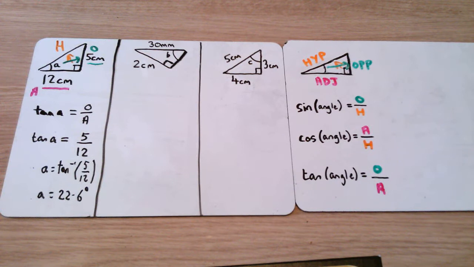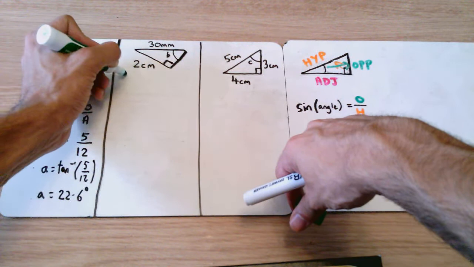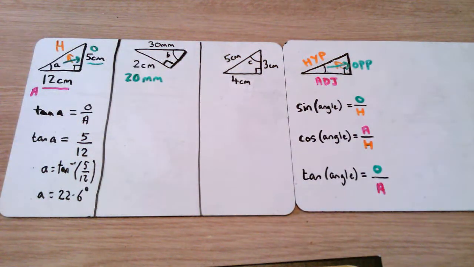Now, the next one has an issue already within the diagram. Have you identified what it is? It is the fact that the lengths are not in the same units. If you are going to tackle a question like this, because sine, cos, and tan are effectively ratios, when you write something as a fraction, you can also write as a ratio, you need to make sure the units are consistent. So for that, I am going to change the 2 centimeters into millimeters. There are 10 millimeters in a centimeter, so that gives you 20 millimeters over here. And now we are consistent.